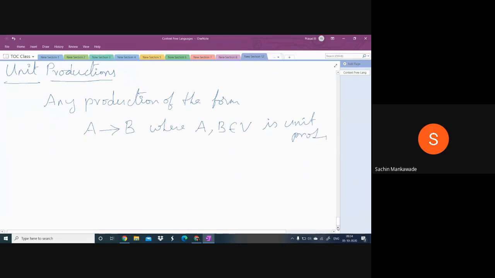See the example. Okay, copy this first. Any production of the form A derives B. Here the important thing is that on the left side and the right side there will be only one symbol, and both sides are non-terminals. Example.